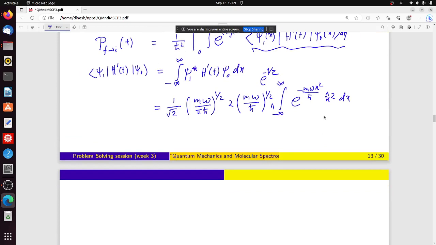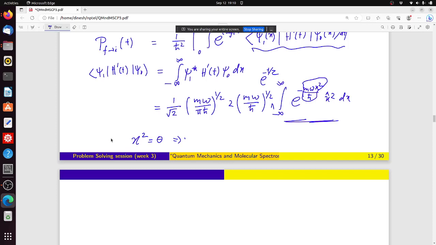Now I have to do this integration. So any idea how to proceed? Consider x square as theta. Okay, x square is theta. Let's take this as theta. It will be easier for us because it's in the exponent.